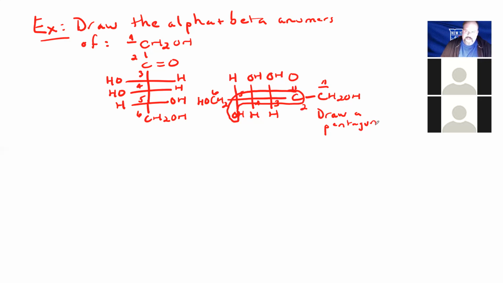Now, just like we did for the six atom ring, we're going to start with the C double bond O carbon furthest to the right. And then from there, we're going to go clockwise. So we have carbon 2, carbon 3, carbon 4, carbon 5. For carbons 3 and 4, I want to fill in the OHs and the Hs like I have in my horizontal picture. So for carbons 3 and 4, you're going to have OH up and H down.